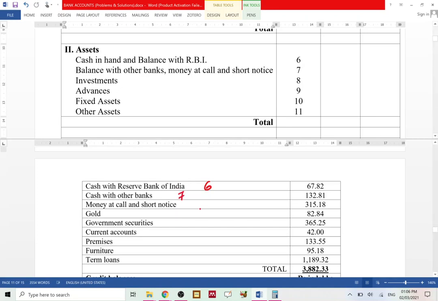Money at call and short notice, also schedule 7, right? Yes, it's schedule 7. Then there is gold of 82.84. Where will this come? Under which of these categories? We already know it's an asset, it's a debit balance. So, where will gold come?